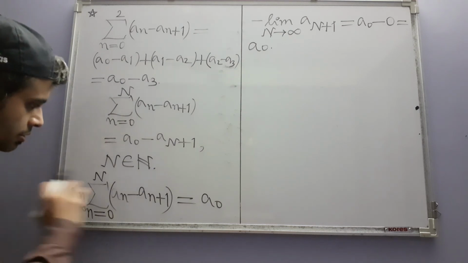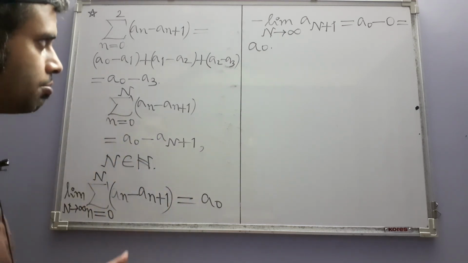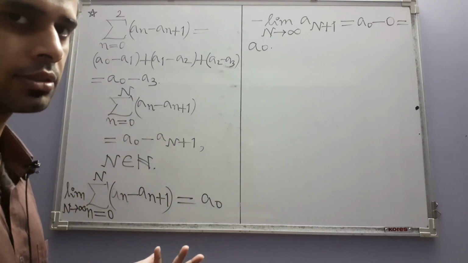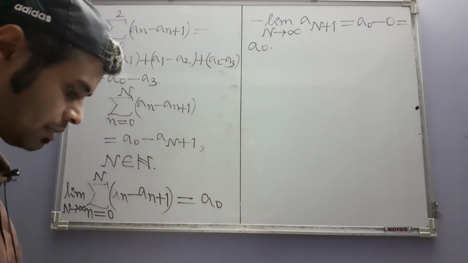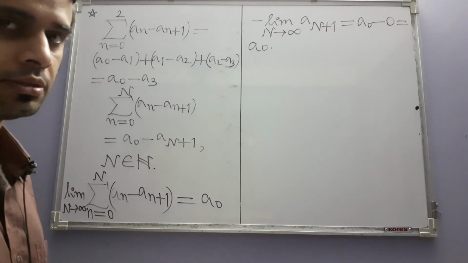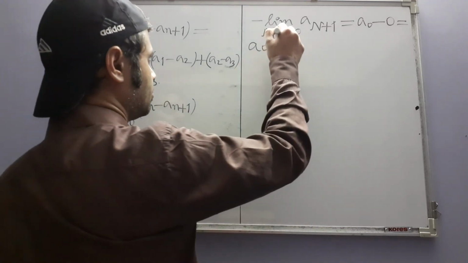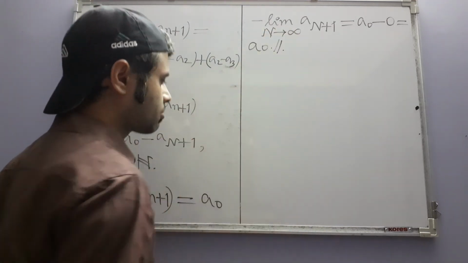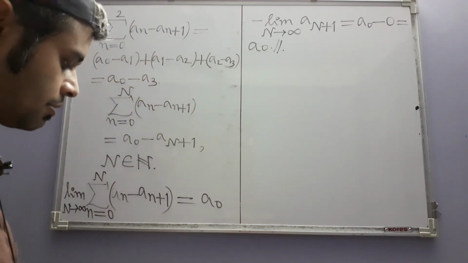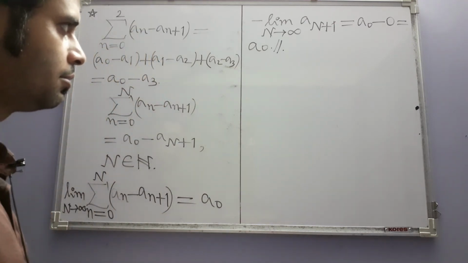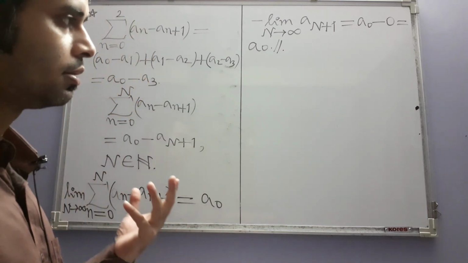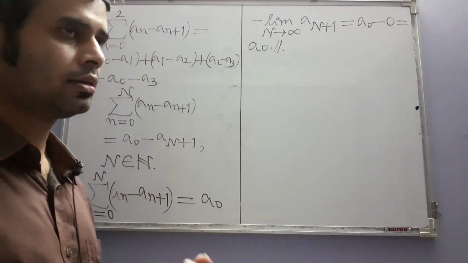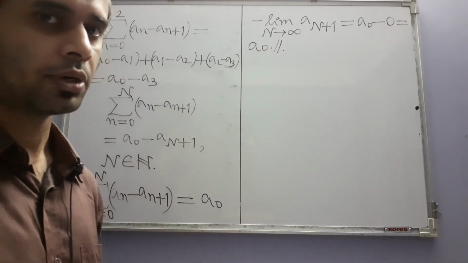So the sum of our telescoping series is a naught, and that's what lemma 7.15 states. And things end here. So this completes this set of exercises also. Next we can move on to series with non-negative terms, that is, series whose terms are non-negative real numbers.